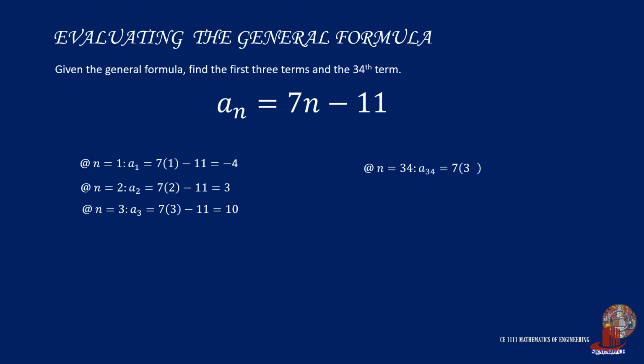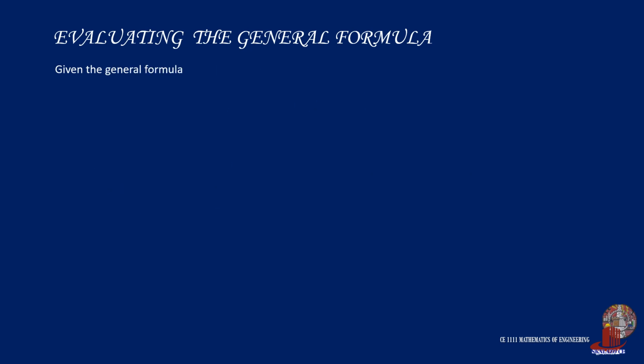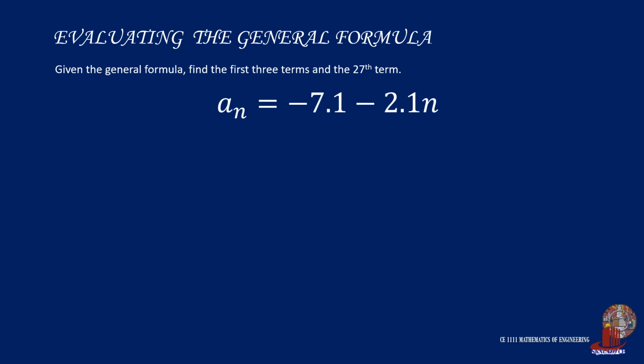The 34th term is computed using n equal to 34. So at n equal to 34, a34 is 7 times 34 minus 11, which is 227. Another example is one with a sub n equal to -7.1 minus 2.1n. The task requires the first 3 and the 27th terms.